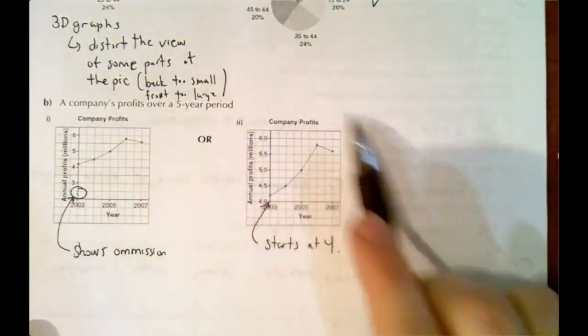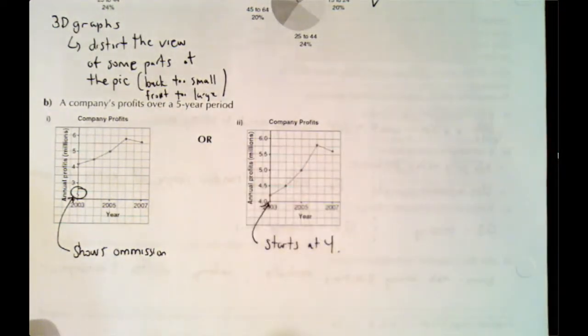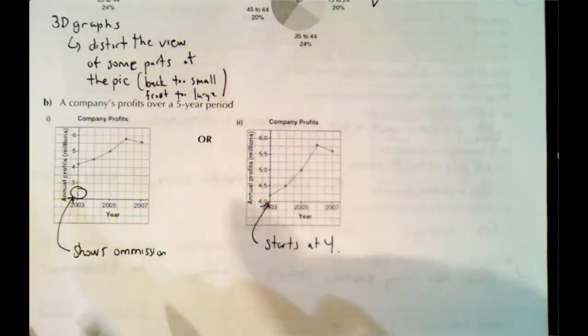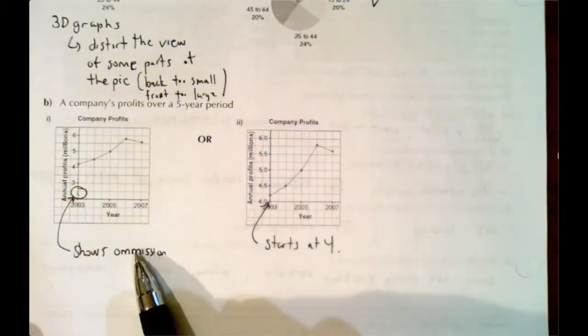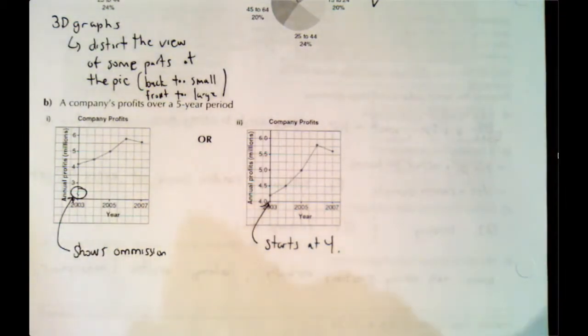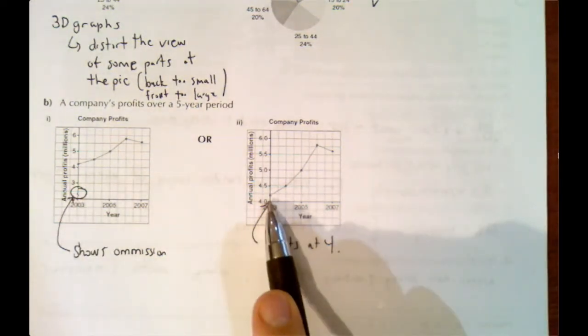Now the advantage to this graph is it's spread out so it covers most of the graph surface. If you're creating a broken line graph or a line graph, you want to show your omission, but still spread out the data as much as possible. So what would be better would actually be a combination of these two graphs, showing our omission and starting at 4.